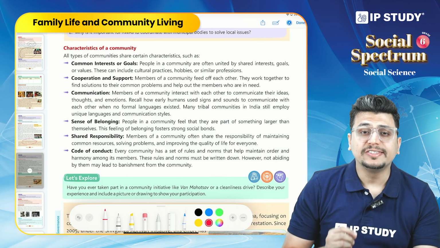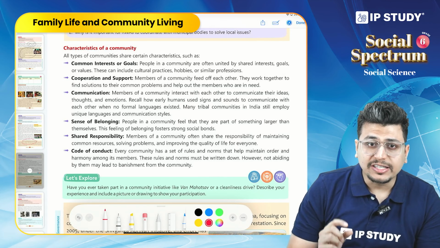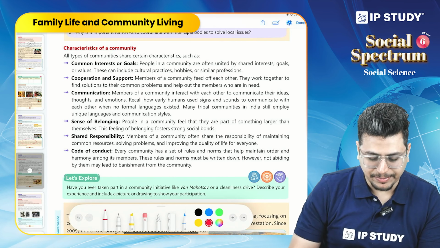Now, let us discuss some important characteristics of a community. So, every community has some common characteristics which are as follows. Now let's discuss them.